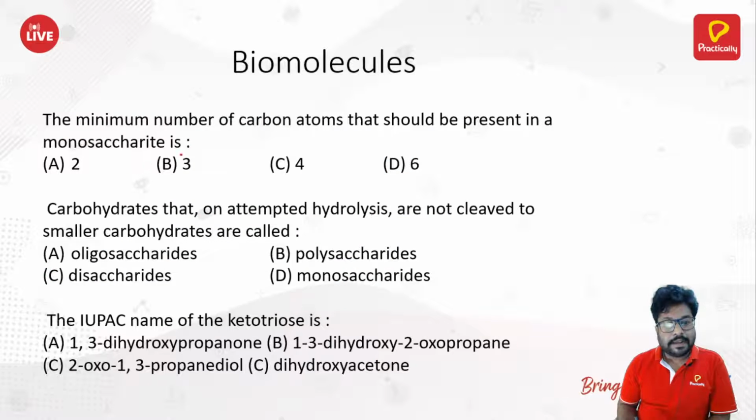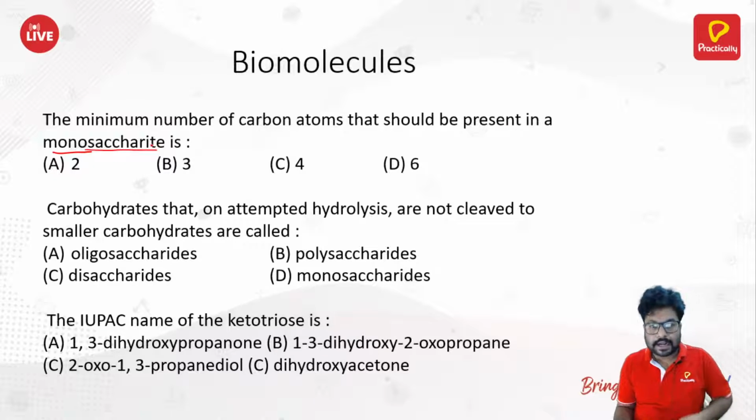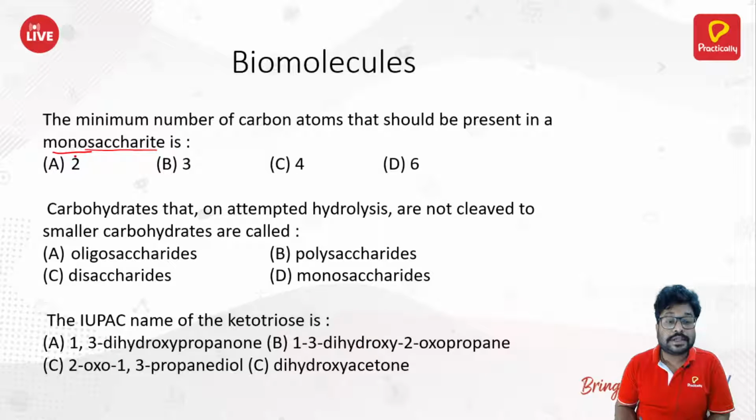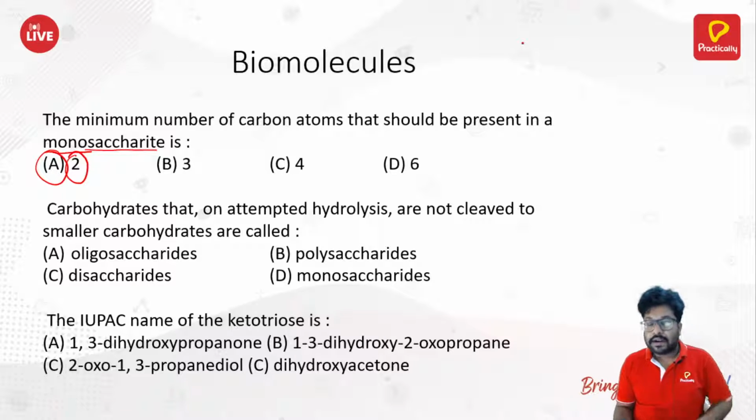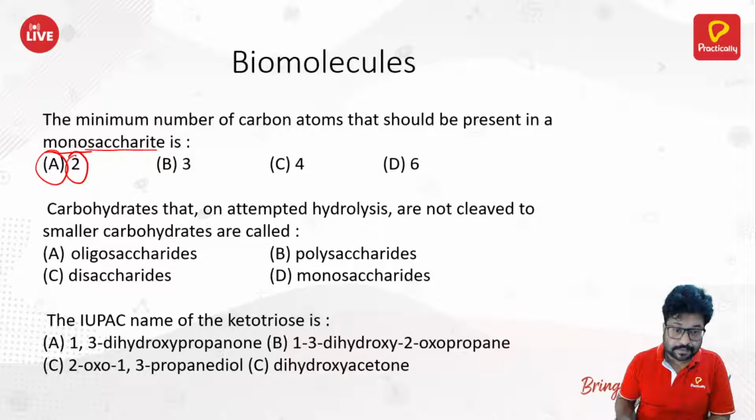Next, the minimum number of carbon atoms that should be present in monosaccharide is how much? It should be at least 2. How? One will be your aldehydic or ketonic group, the other will be hydroxyl. It should contain at least 2 carbon atoms.